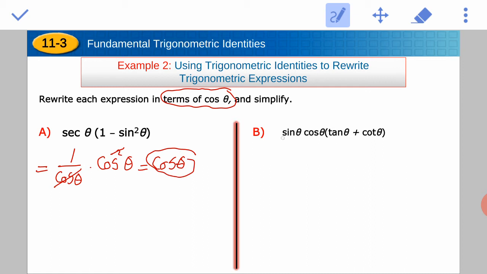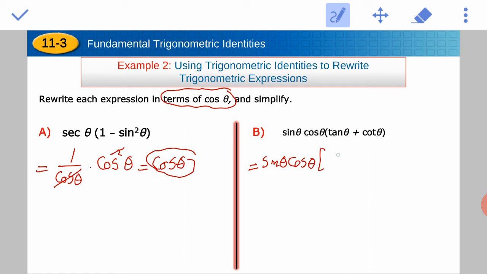Another part. Sine theta, cosine theta times tangent theta plus cotangent theta. Guys, it looks difficult at the beginning, but once you start substituting and using the identities, you will get what you need. So be patient. Sine theta, cosine theta. Nothing can be done with sine theta, cosine theta. Let me copy that. Sine theta, cosine theta outside the parentheses. I have a lot of work to be done inside the parentheses.